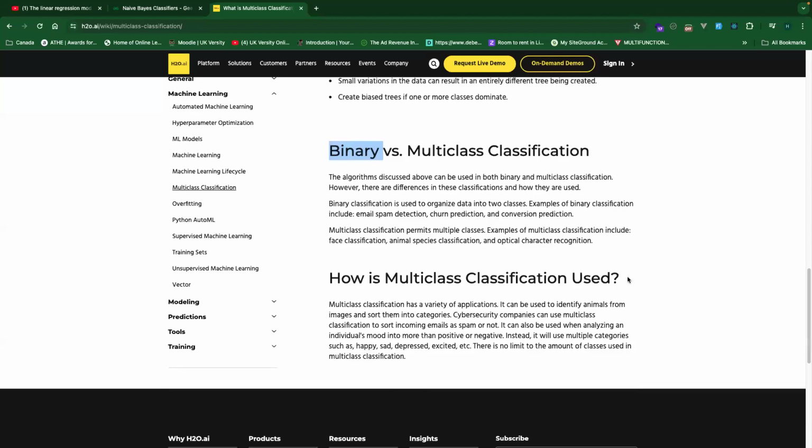So how is multi-class classification used? Multi-class classification has a variety of applications. It can be used to identify animals from images and sort them into categories.